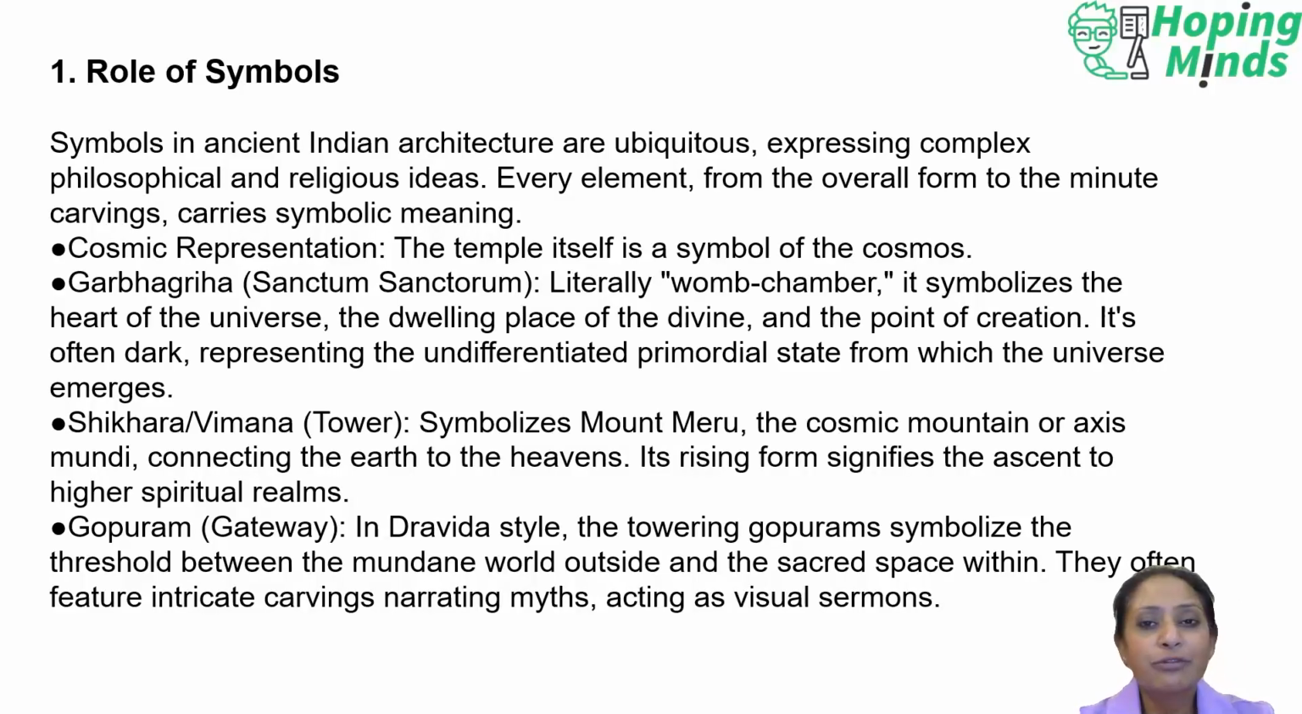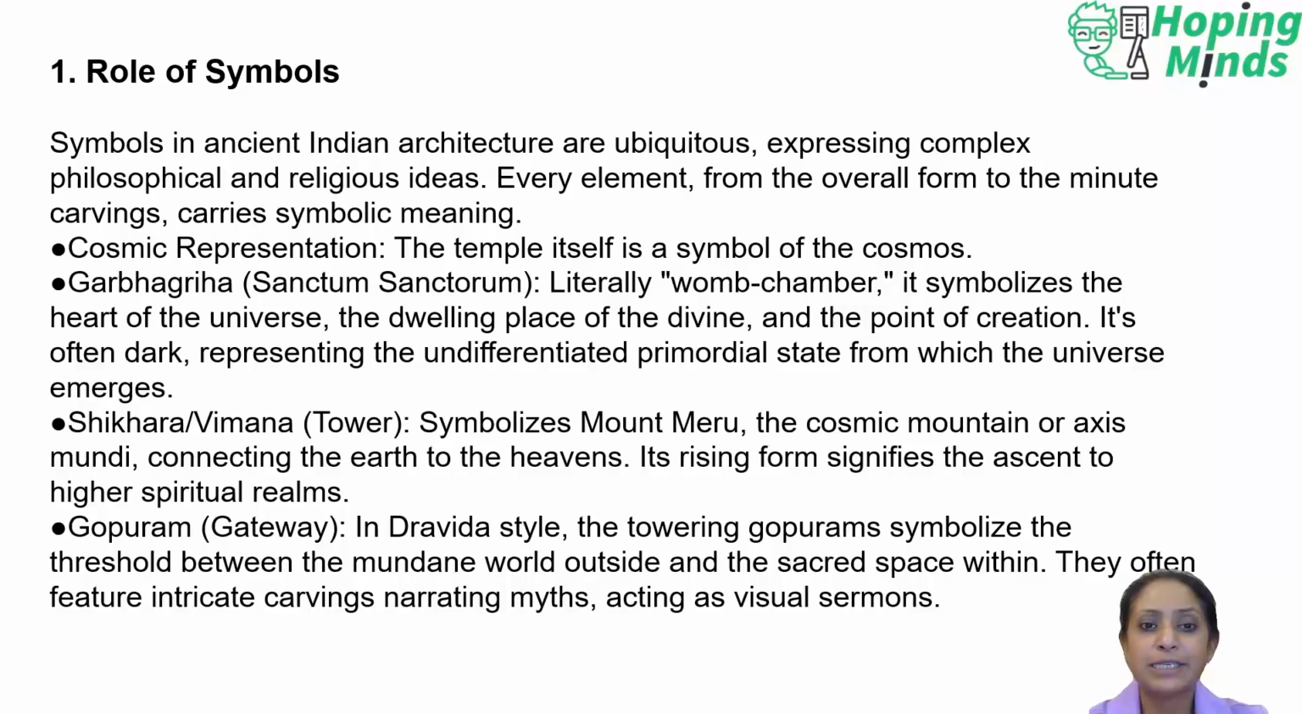Let's see what the role of the various symbols is. Symbols in ancient Indian architecture are ubiquitous, expressing complex philosophical and religious ideas. Every element, from the overall form to the minute carvings, carries symbolic meaning. Now, we did see that whether it is Nagara, Dravida, or Vesara, they all had their different architectural styles. They had their own carvings, their own symbolic meanings.